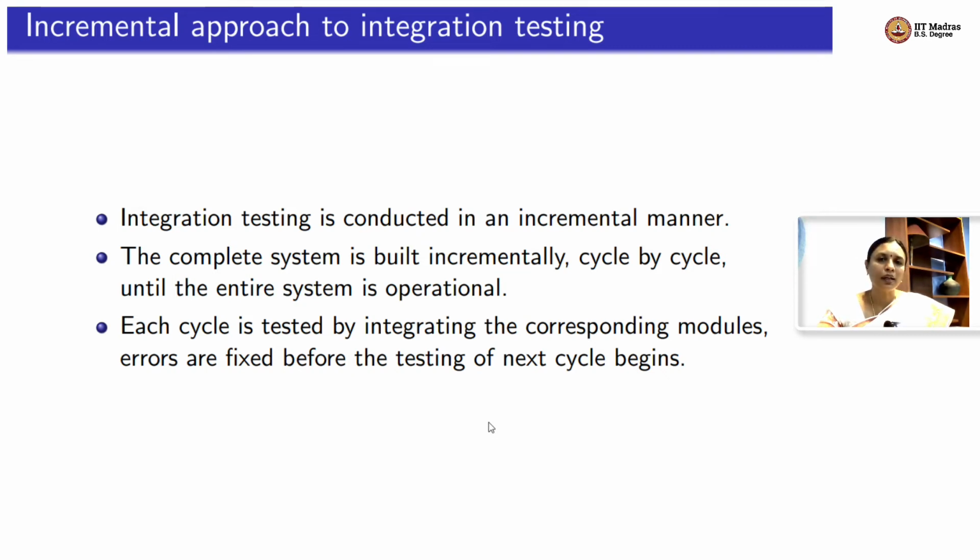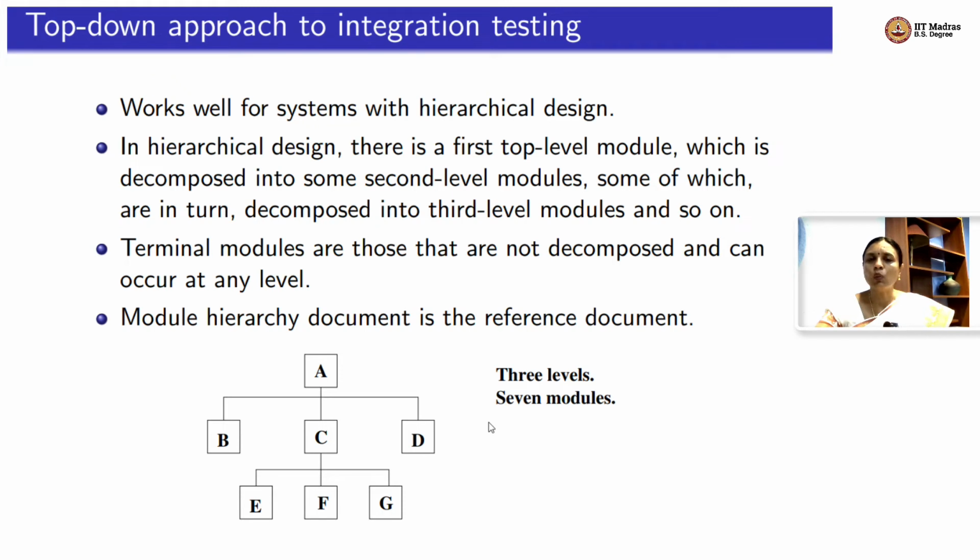The system is built in parts incrementally, could be sprint after sprint, cycle after cycle. And the eventual goal is to get the entire system operational. But as and when it's built in parts, I unit test the module and I test for interfaces. So in each cycle, I can do integration testing also incrementally. There are 2 ways to do incremental testing. One is top-down and the other is bottom-up.